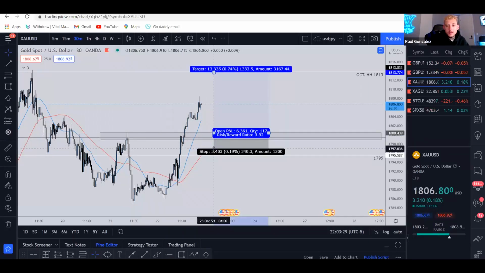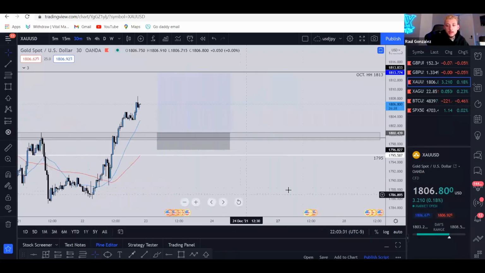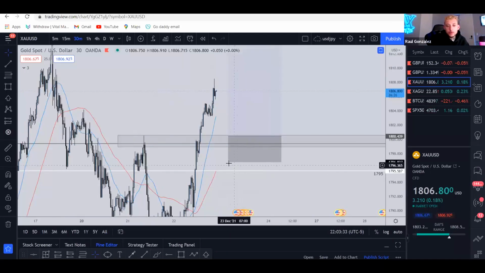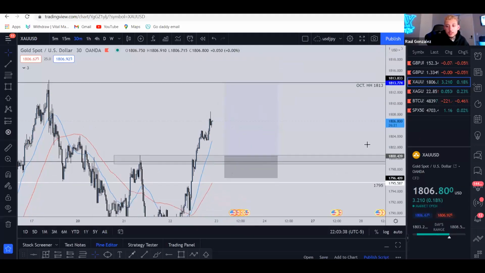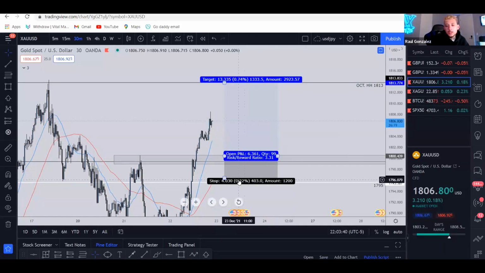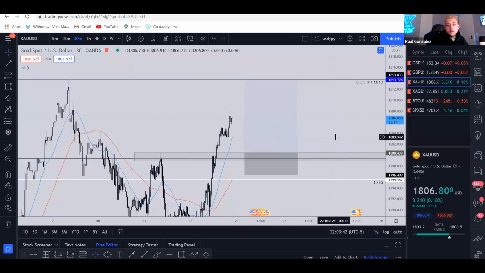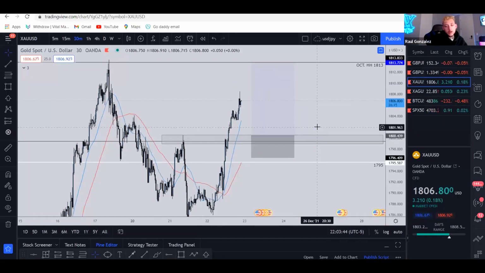Maybe I don't want to give it 4 times my risk. Maybe I'll do 3.6, especially with gold, because gold could throw big wicks at times. So I'll look for about 3.3 times my risk here. So risking, what is this, 40 pips for a 130 pip gain? This is how I would do it.